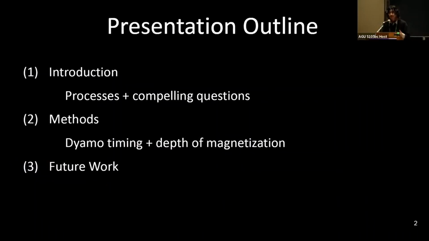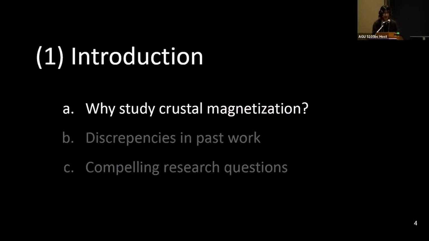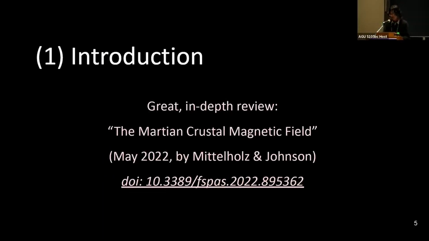So my talk is roughly sequestered into 3 parts: introduction, methods, and future work, all revolving around 2 central questions: when did the Martian dynamo actually die, and what is the depth of magnetization in the Martian crust. To start with the introduction, we'll talk about some motivations for studying crustal magnetization. For more details, I highly recommend this review by Mühlholz and Johnson.